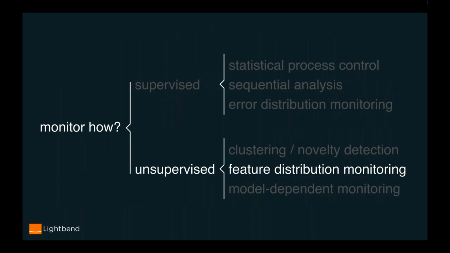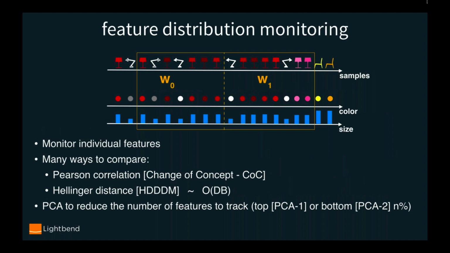we look at the feature distribution monitoring. So the idea is, as the title says, we look at each feature separately. So I have in the second axis our toy problem, in the second axis I have the color feature, and in the third axis I have the size feature. And we monitor features individually.